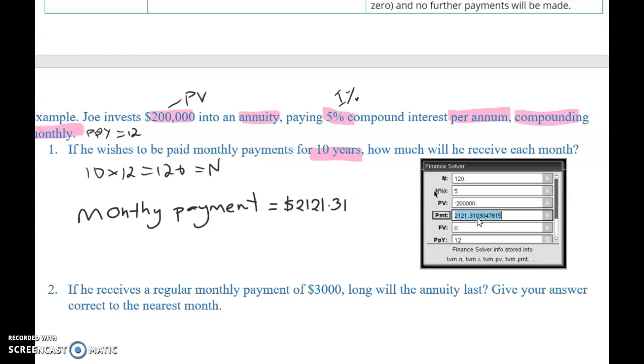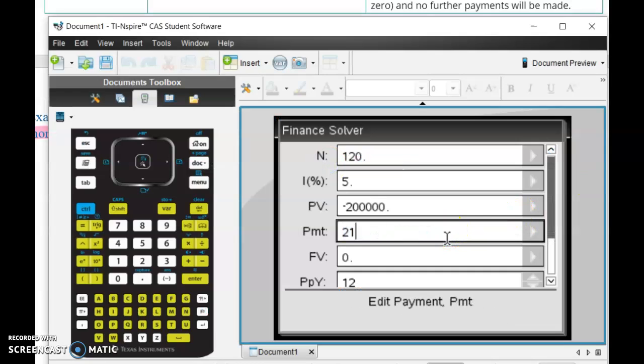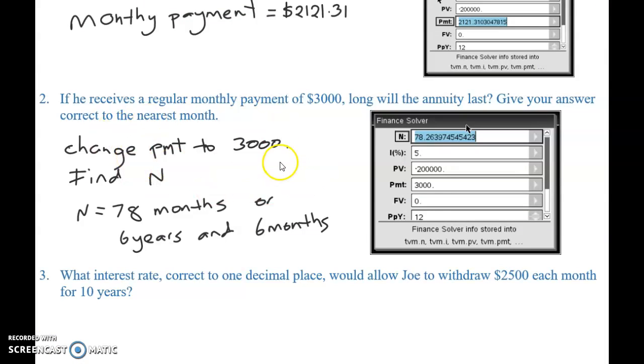So, back to the CAS. Okay, so this is the information from the previous question. I'm going to remove the payment and write in $3,000 instead. And then I go to N to find out how many payments he will receive if he's getting $3,000 a payment. And it's 78 payments. So again, we change the payment to $3,000. We enter for N, we find N. We've got 78 months, which is more easily counted as 6 years and 6 months.